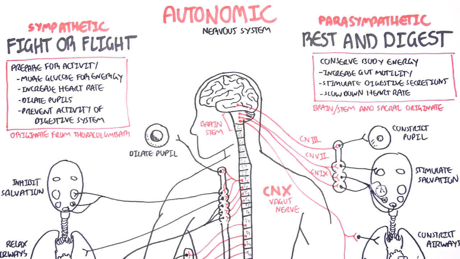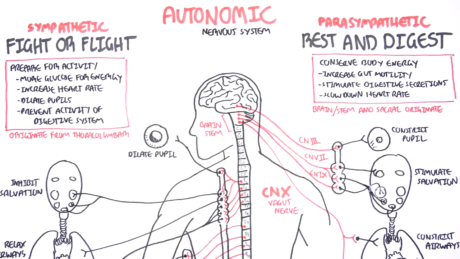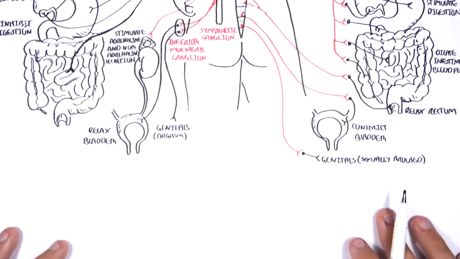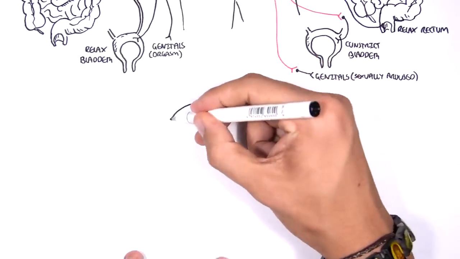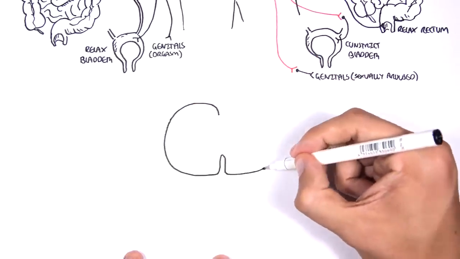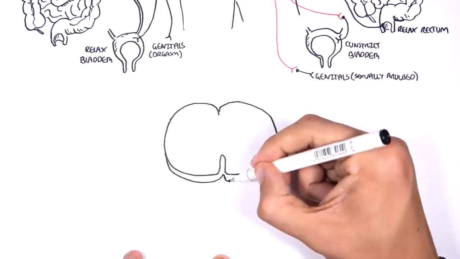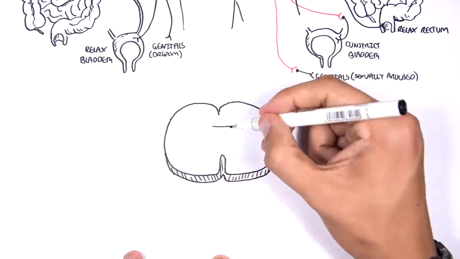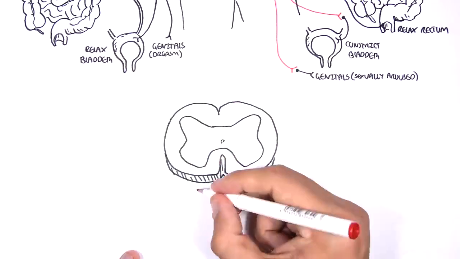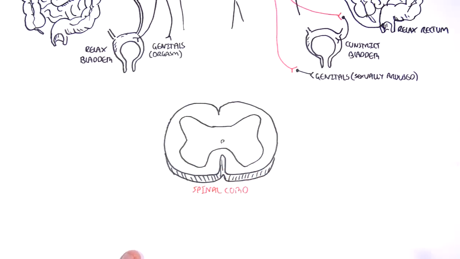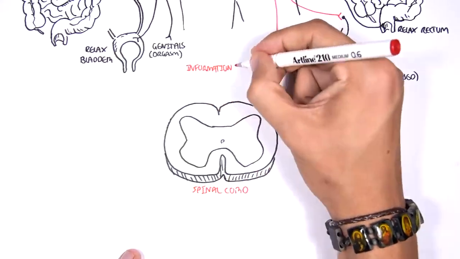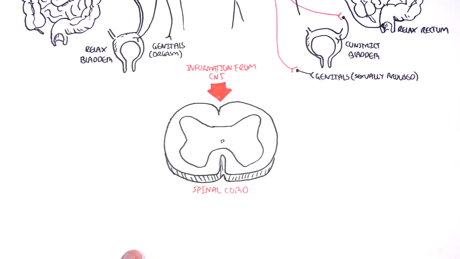Now let us look into the synapses and neurotransmitters involved in sympathetic and parasympathetic activity. So let's take a section of the spinal cord and see how information from the central nervous system, so from the brain and the spinal cord, travels to the tissues via the parasympathetic or sympathetic nerves. Let us first look at the parasympathetic neurons and neurotransmitters.